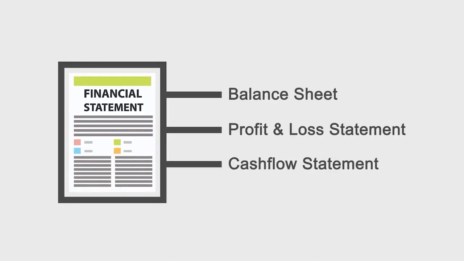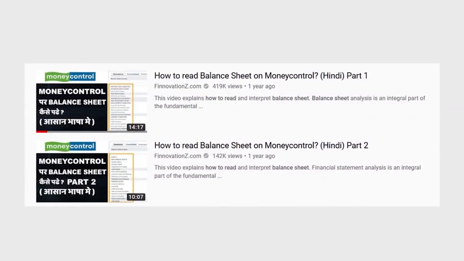There are three main parts to financial statements: balance sheet, profit and loss statement, which is also called income statement, and cash flow statement. We will start with balance sheet.